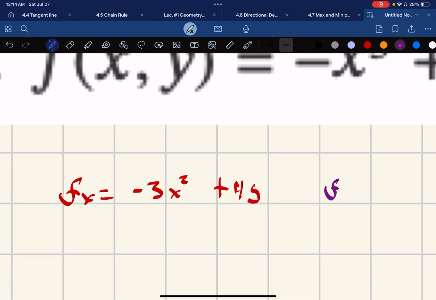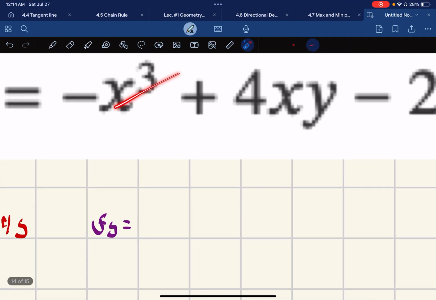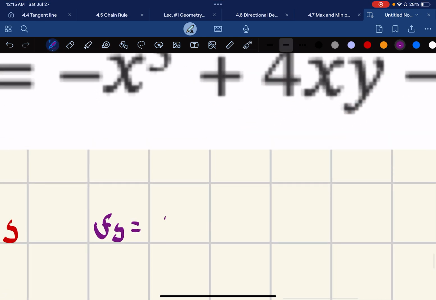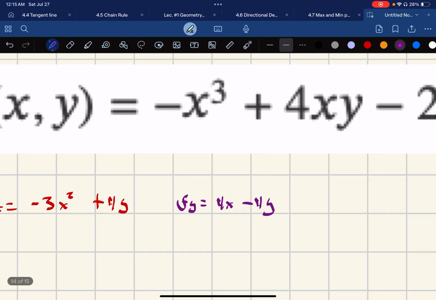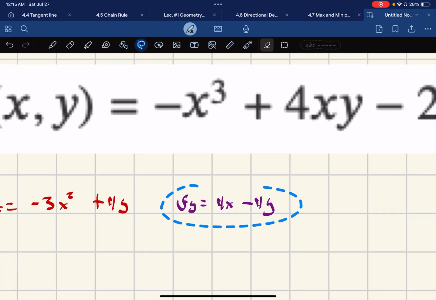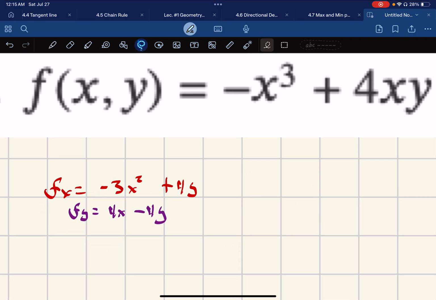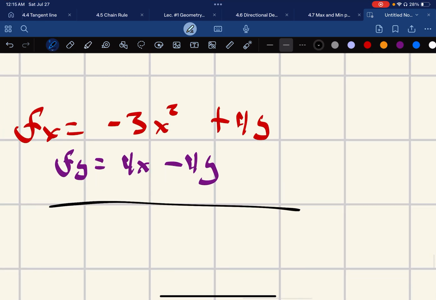And right here we have just no x, no y here. And we have y here, but not here. So we get 4x, and we have negative 4y. And seeing these will make our life easier, right? Because we can just use this system of equations to figure out the critical points easily.